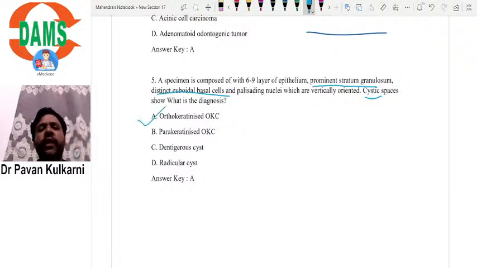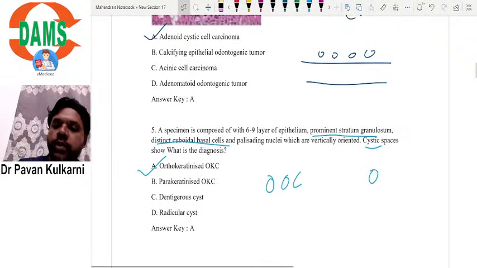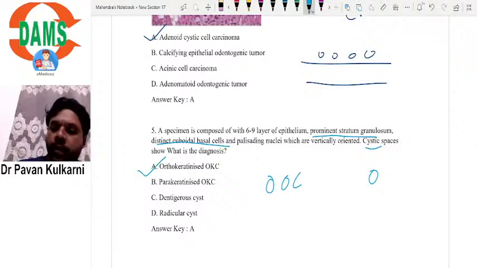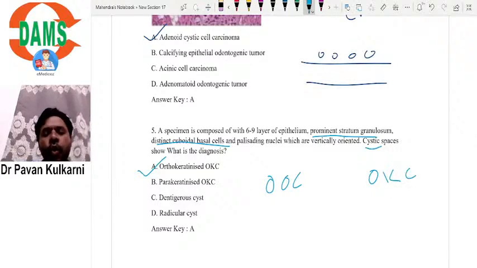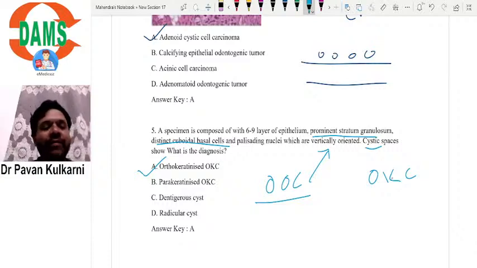The main difference between OOC, what is OOC? Orthokeratinized odontogenic cyst. We have two types: one is orthokeratinized odontogenic cyst, and one more is OKC. That is OOC versus OKC. OOC is the one which will have this prominent stratum granulosum, whereas OKC will not. OOC will have cuboidal basal cells, whereas OKC will have columnar basal cells. That is a basic difference you have to remember.